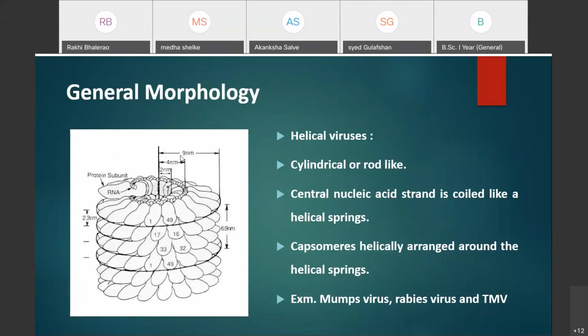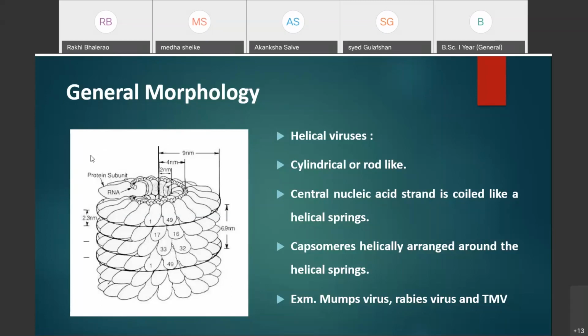Then regarding the general morphology of the virus, viruses may be classified into various morphological types on the basis of their capsid architecture. Okay, that means depending on how the capsid is arranged, different classes of viruses have been made on the basis of their general morphology. Viruses may be classified into various morphological types depending upon the capsid architecture.